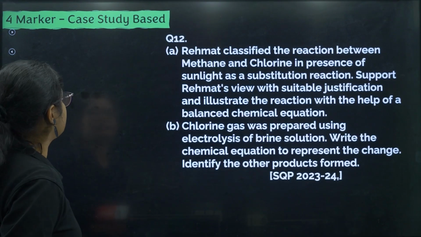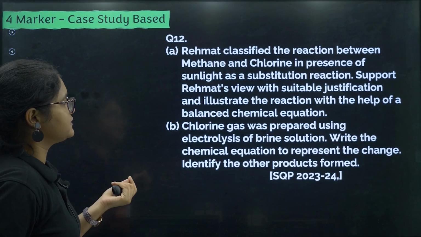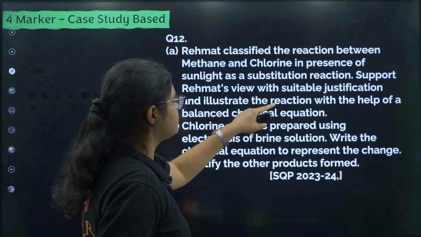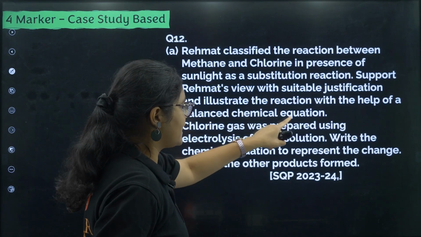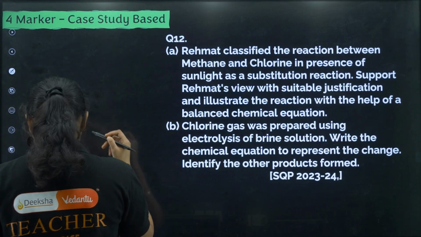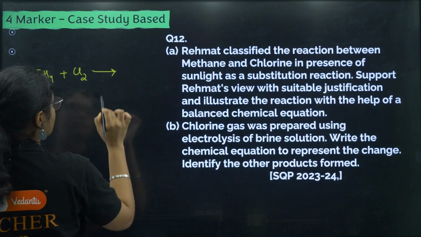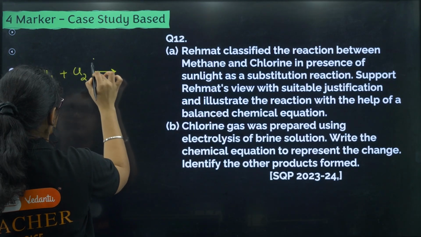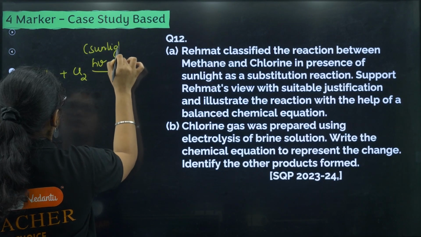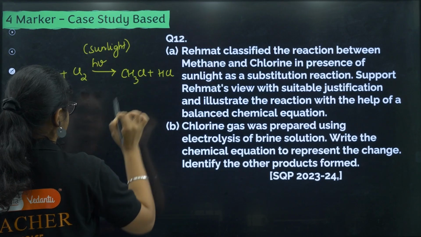Next, coming to the last question here, Rahmat classified the reaction between methane and chlorine in the presence of sunlight as a substitution reaction. Support Rahmat's view with suitable justification and illustrate the reaction with the help of a balanced chemical equation. So the reaction of methane with chlorine, in the presence of sunlight, you can write h nu to represent sunlight, or you can write sunlight. This gives you CH3Cl plus HCl, right?